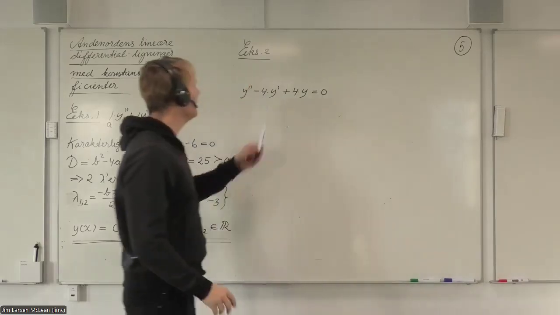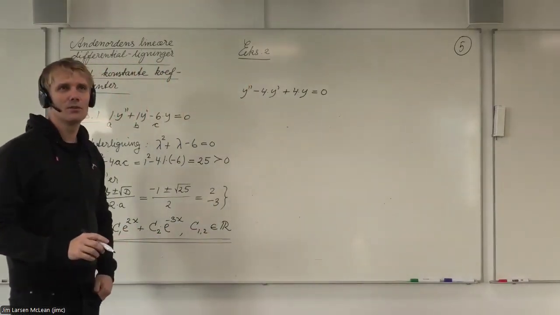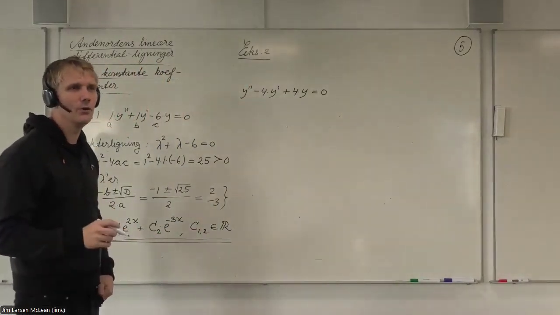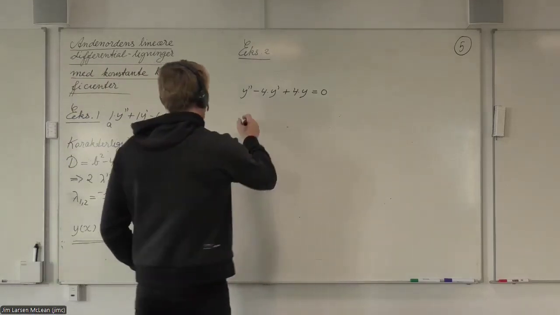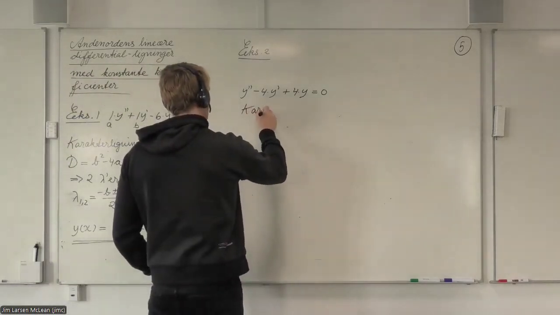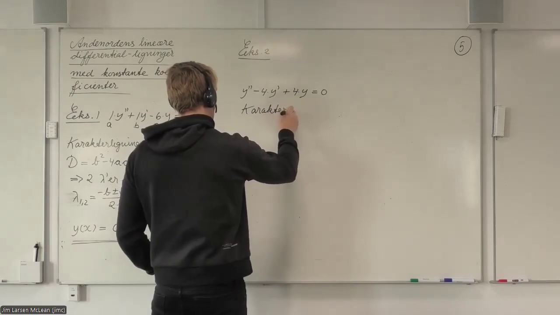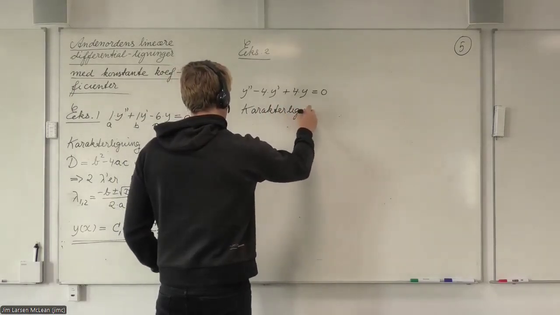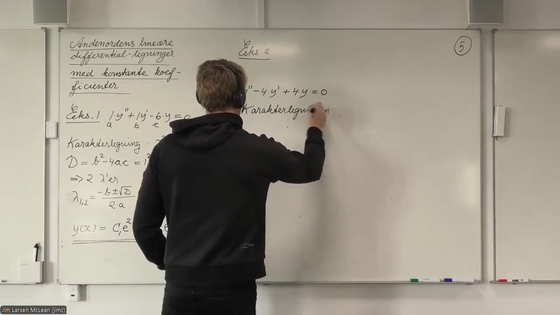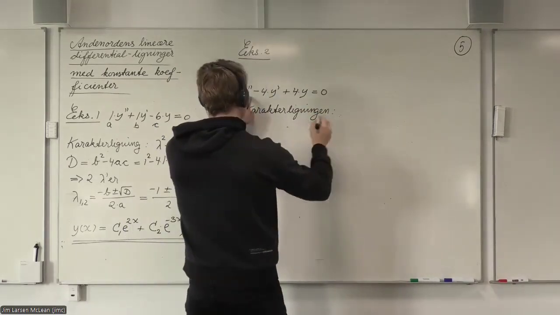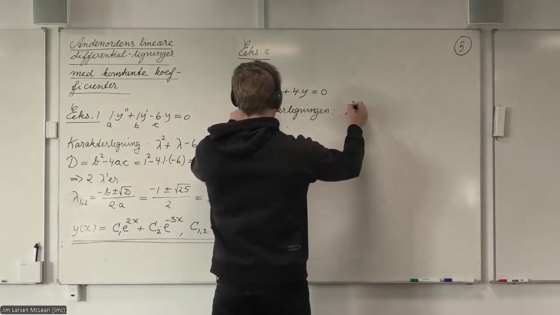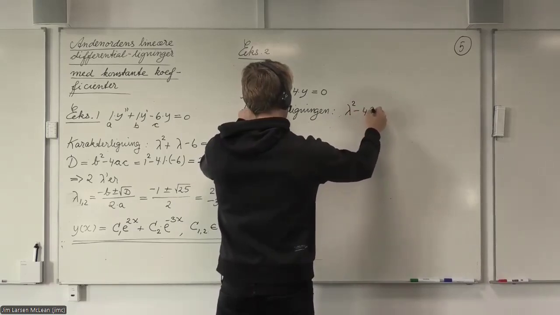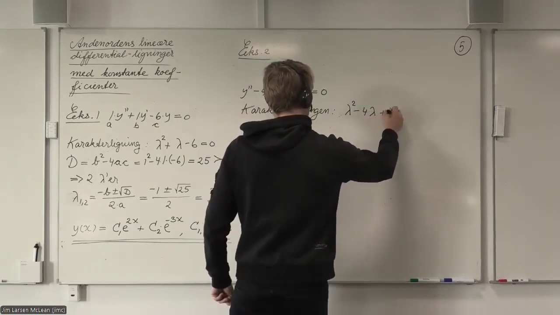How do we solve that second order linear differential equation with constant coefficients? We write down the corresponding characteristic equation, and the characteristic equation becomes lambda squared minus 4 lambda plus 4 equals 0.